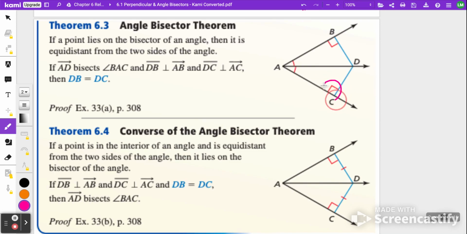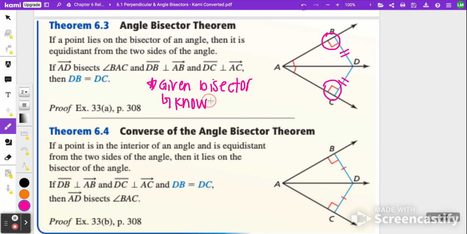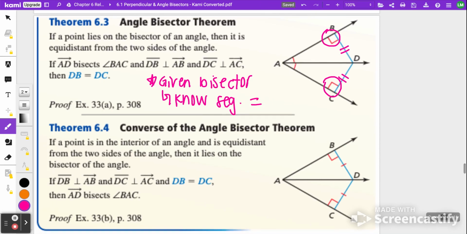So again, we see our perpendicular notations right here. Then DB will be equal to DC. Okay, so this theorem basically states if you are given the bisector, you now know segments are equal. Okay, whereas the converse of that, we are going to be given the segments equal. We can then say we know the bisector.